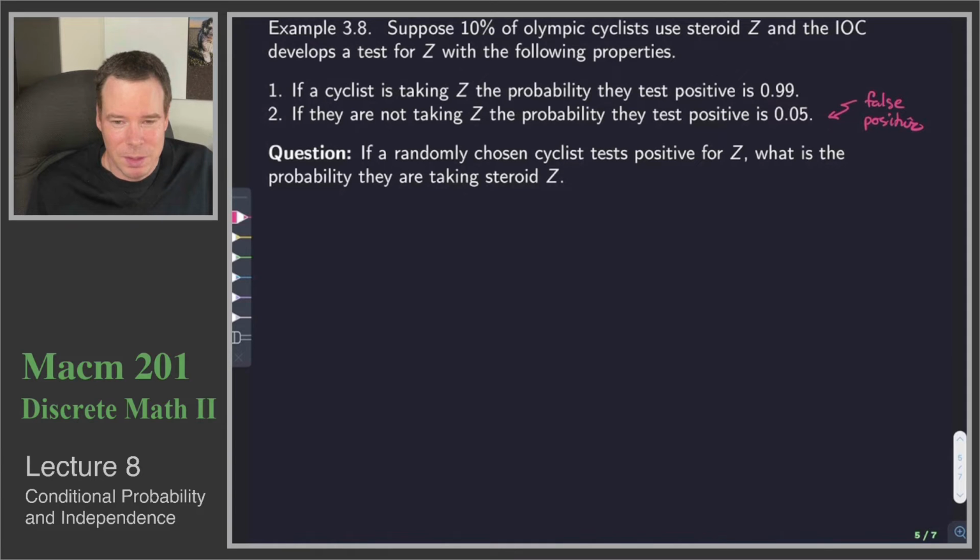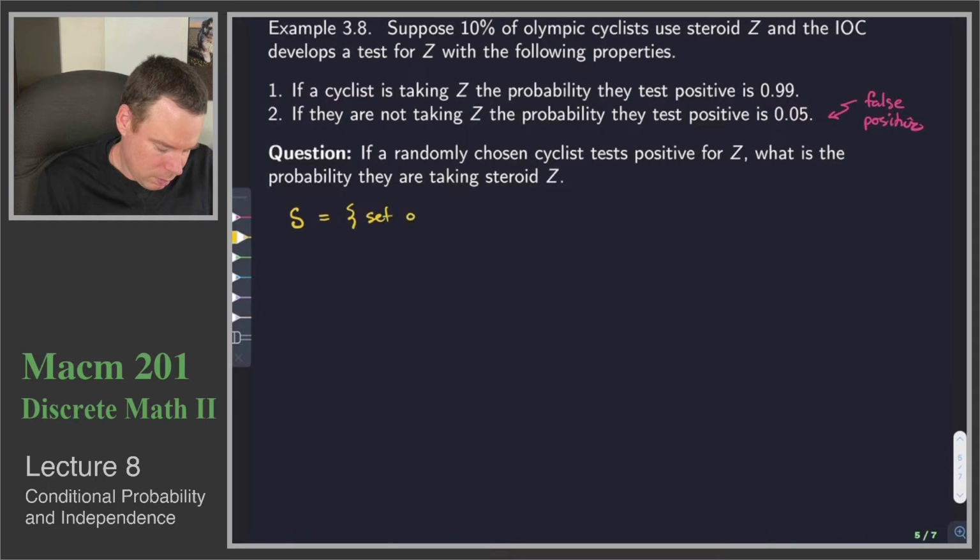In fact, I'm going to let you make a decision right now. You read this or you hear about it on the news. Someone has tested positive for taking a steroid. And how likely do you think it is that they are taking it? Would you be 99% certain they're taking it, 95% certain, 90% certain? How high should our certainty be? And that's what we're going to calculate. And the result may surprise you. So let's collect together our ingredients. So we have our sample space. So this is going to be the set of all Olympic cyclists.